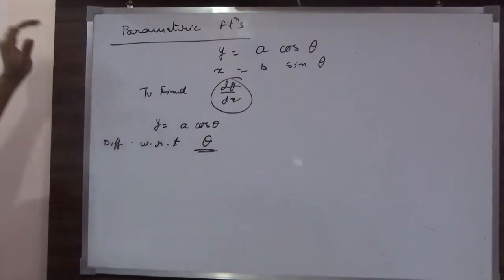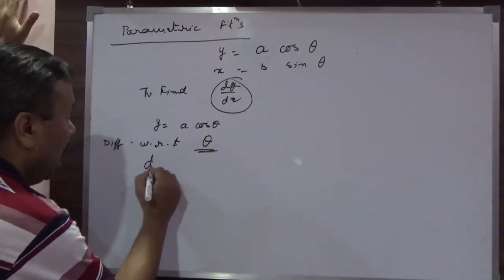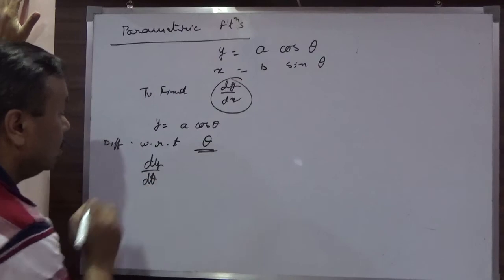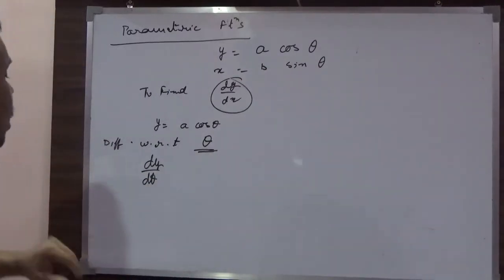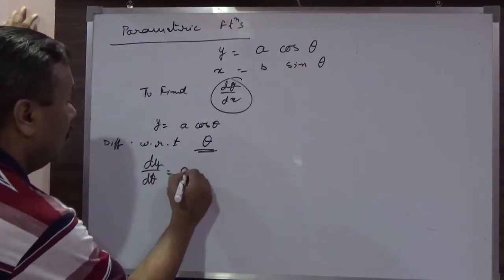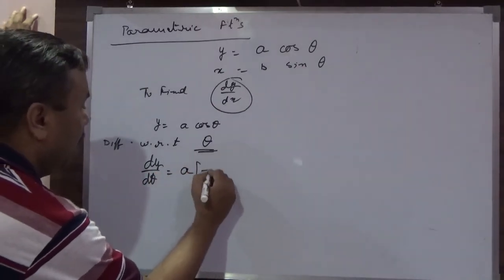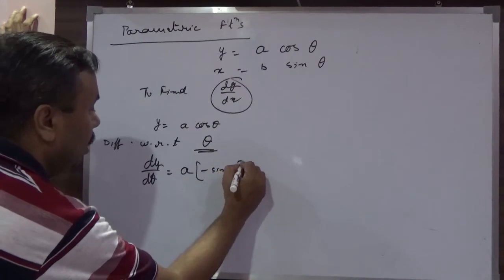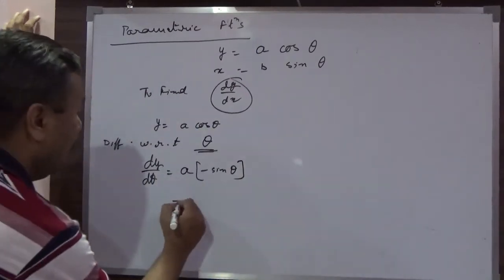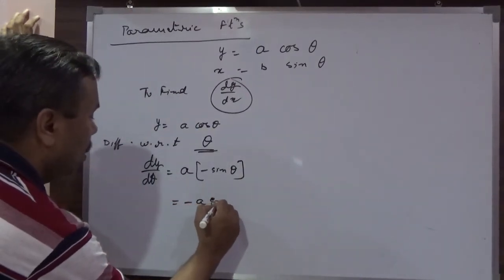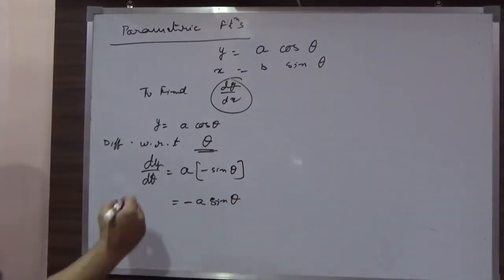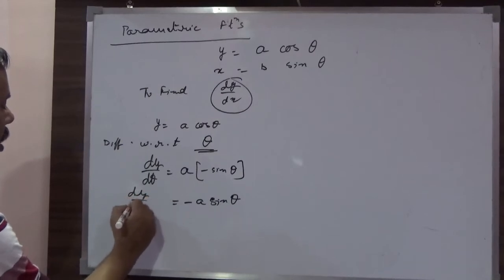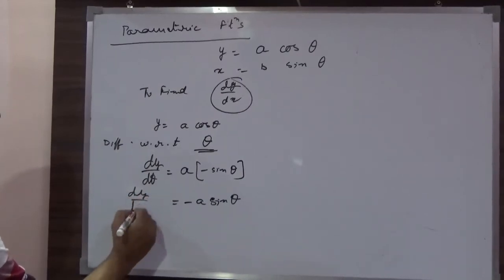So when I differentiate with respect to theta, what will I get? I will get dy by d theta, correct? And that will be equal to a multiplied by minus sin theta, or I can say minus a sin theta. Okay, so this is dy by d theta.